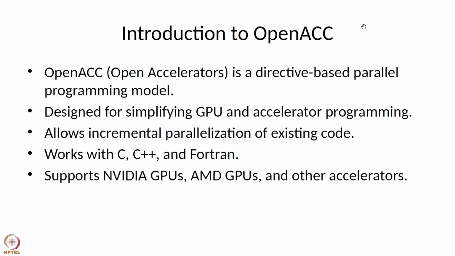So one of the ways to program GPGPUs using directives is OpenACC, or open accelerators. It's essentially a parallel programming model which is used to simplify GPU and accelerator programming. The good bit about OpenACC is that you could take existing serial codes, and if you want to use a parallel GPU or even parallel multi-core CPUs, you can achieve incremental parallelization of this existing code. And this code could be written in C, C++ or Fortran.